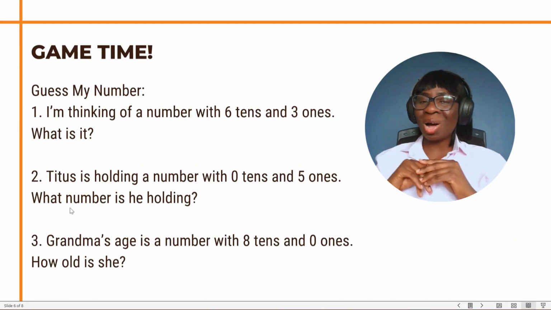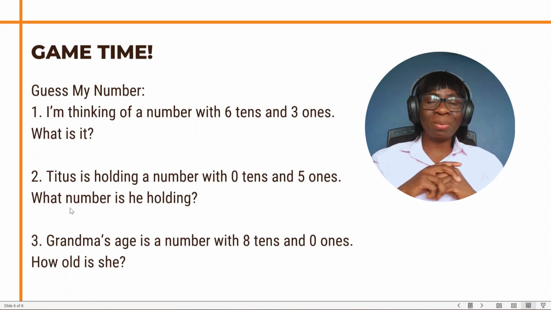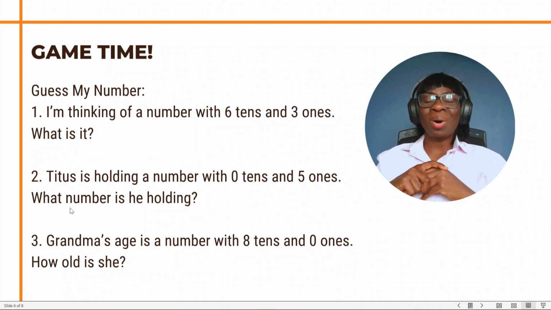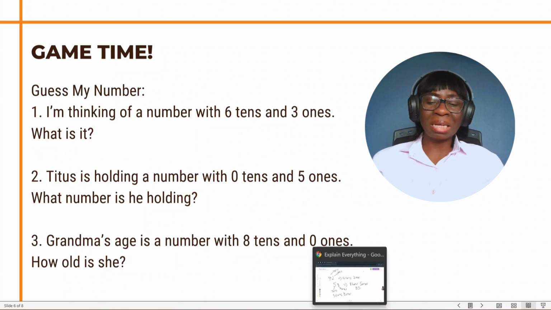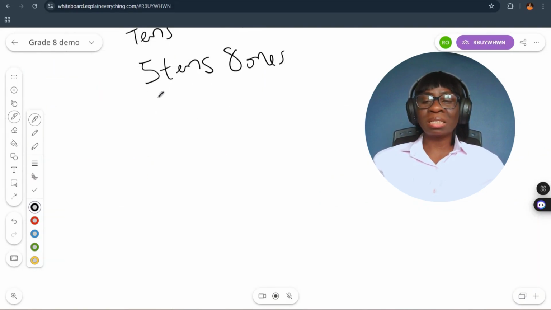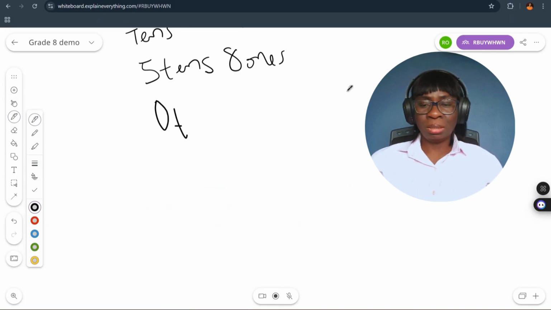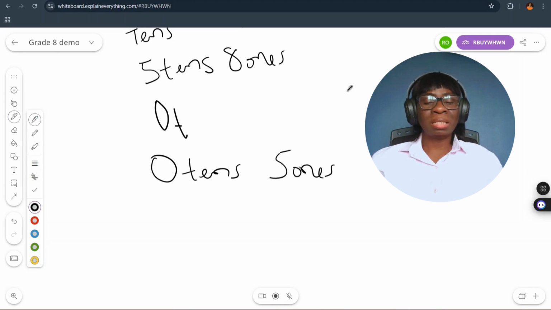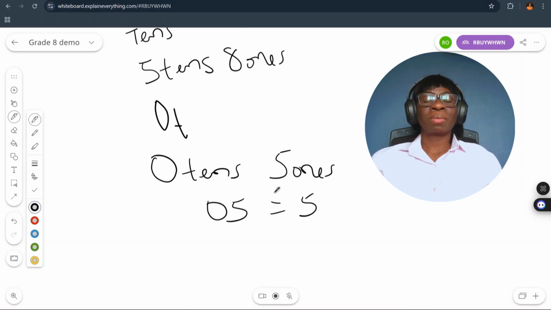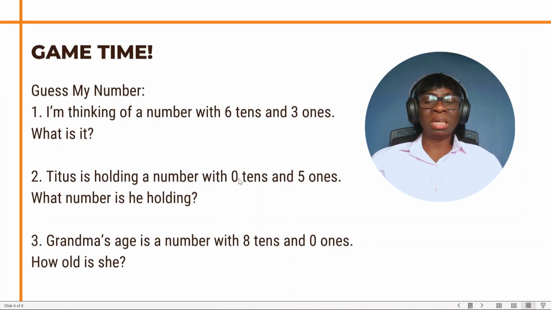So the second one, Titus is holding a number with 0 tens and 5 ones. What number is he holding? 50. Oh, that's good. You said 50, you tried. Now let's look at it this way. The question says 0 tens and 5 ones. Don't forget, 0 tens and 5 ones. That means we'll be having 05, and 05 is the same thing as 5. So the number that Titus is holding is 5.